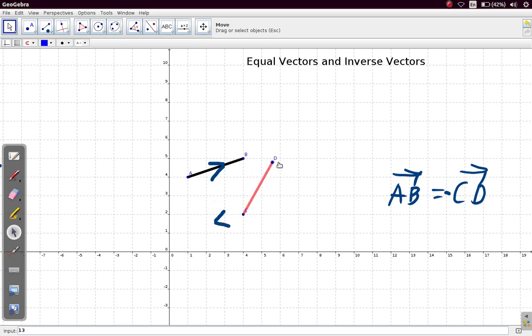But if I turn this around and then have same length, same magnitude, and same direction, they are now equal vectors. Alright? So they will be equal vectors now. Okay, so that was it for this video. Equal vectors and inverse vectors.